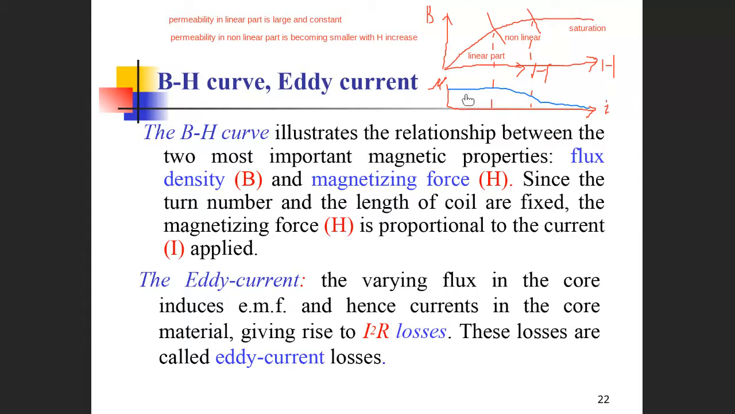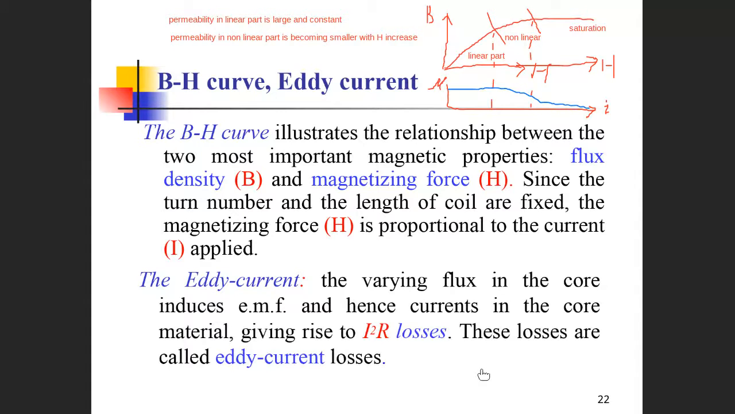Okay, so of course, if you would like a strong magnetic field with a relatively small current, please use the coils in the linear part. That is the high efficiency. That's the BH curve issue. Now, another issue. That is the eddy current issue. So what does it mean by eddy current issue?